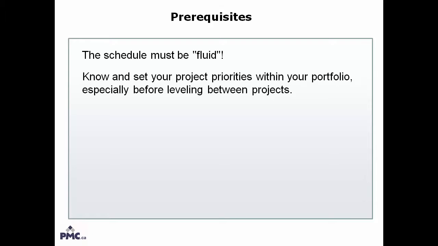Yet another prerequisite is know and set your project priorities within your portfolio, especially before leveling between projects. Your initiation process should include priority ranking of your projects. In this way, you can get on with the job of leveling rather than debating and trying to sort out who has priority over whom in terms of projects. Priorities can also be leveraged at the task level, as we will see shortly. Task level priorities can be used to influence the outcome of the leveling operation. For instance, when we have parallel activities scheduled within a sprint, as in the case with an agile project.